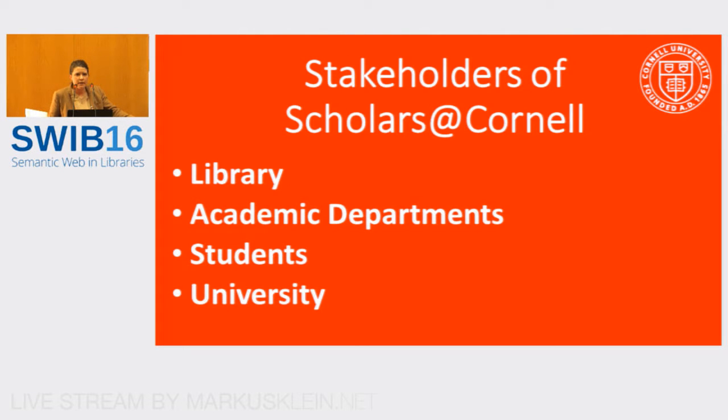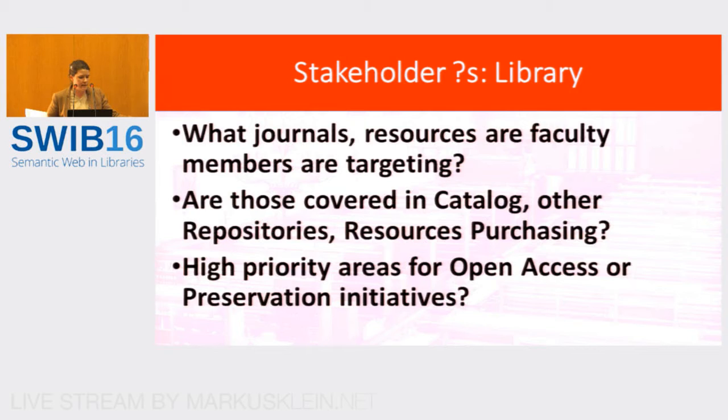The Scholars at Cornell project has started and really focused on who the stakeholders are, particularly internally, for this reboot. One of them, we think, is the library, obviously, since we have a couple different questions we might ask of this platform. Academic departments are a key internal stakeholder, then students, and then the university as a whole. What do we mean by this?